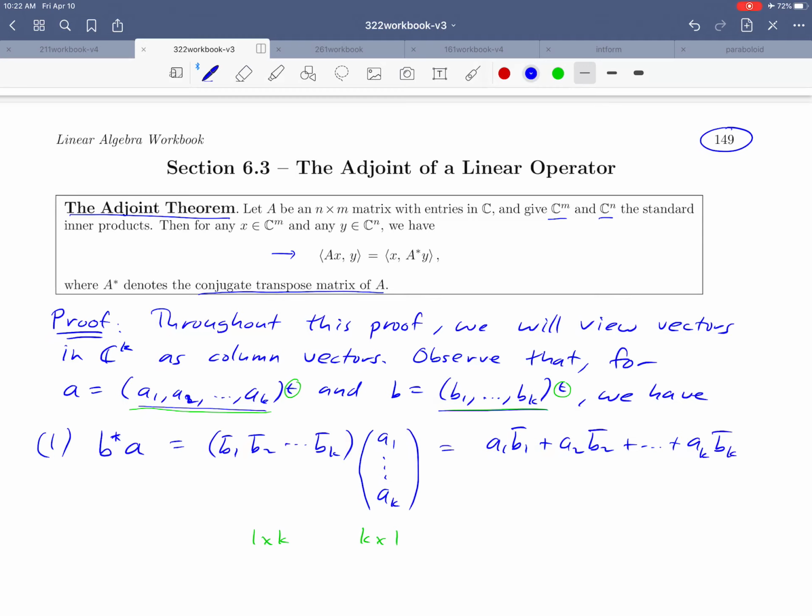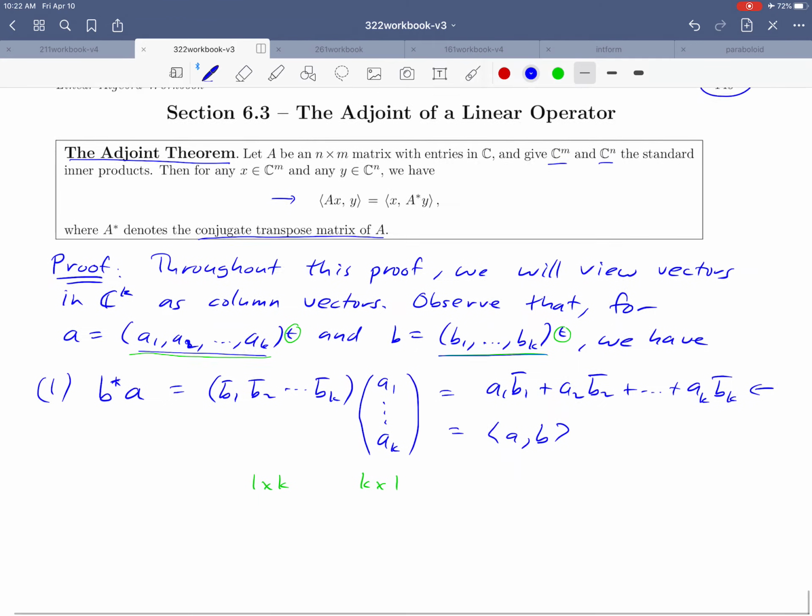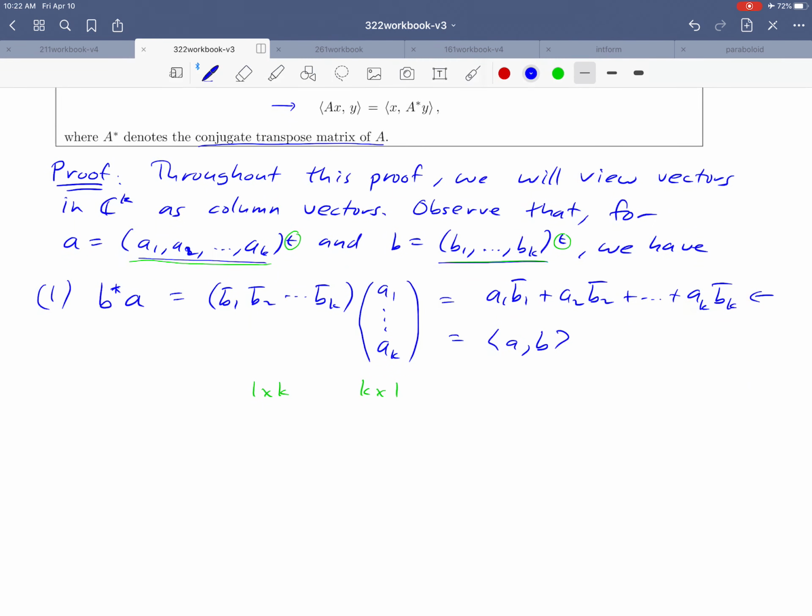My question to you is, do you recognize that expression that we came up with here? That's just the standard inner product of a with b. So we've just discovered an interesting way of writing the standard inner product in terms of matrix multiplication, a row matrix times a column matrix. File that fact away. We're going to come back and use it a couple of times. So here's what we have as a result of that.